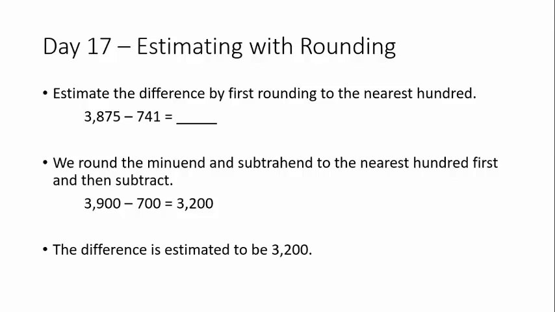741, you'll notice, has 7 in the hundreds place. To the right of 7 is 4. And because this is less than 5, we do not round up. All the digits to the right of 7 will be converted to zeros. So my minuend is now 3,900. The subtrahend is 700. And 3,900 minus 700 is 3,200. Therefore, the difference is estimated to be 3,200.